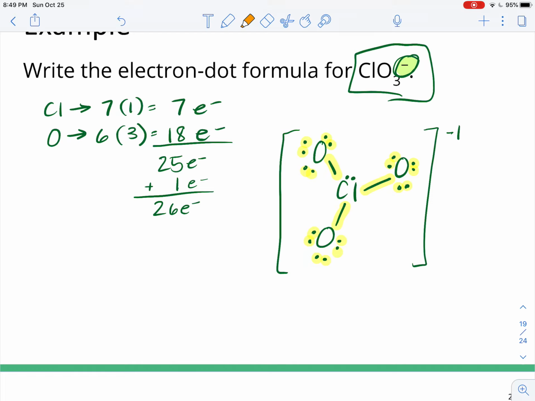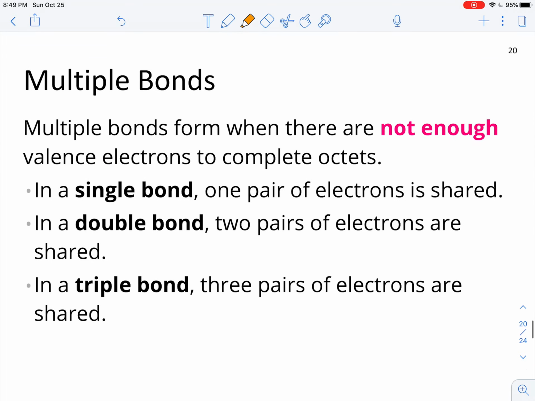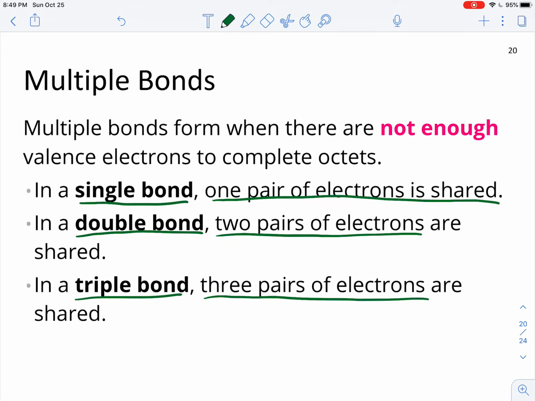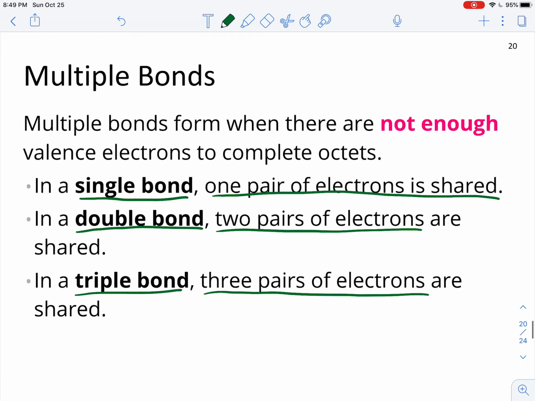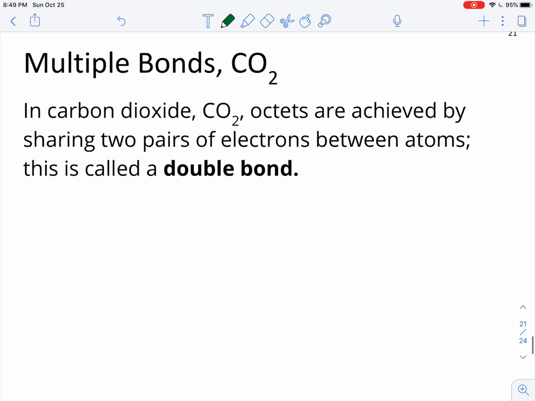Let's take a look at chlorine. So I'll use orange for that. Chlorine has 1, 2, 3, 4, 5, 6, 7, 8. Okay, so all of these elements have their octets fulfilled. All right, if there are not enough valence electrons to complete octets, that's when you know we're going to need multiple bonds. In a single bond, 1 pair of electrons is shared. In a double bond, 2 pairs of electrons are shared, and then in a triple bond, 3 pairs of electrons are shared.